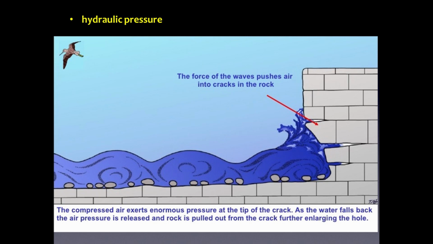As that wave falls back, as the water drains back out of these cracks, that air pressure is released, and that actually kind of sucks the rock out from the crack a little bit, enlarging the hole. So this hydraulic pressure works to enlarge these cracks, these pre-existing fractures in rock, making them bigger and bigger and bigger. Eventually gravity takes over, and any material, that rock, especially if it loses support from below, is going to fall back down into the water and possibly be carried away by waves, or picked up by waves and then pounded into that cliff again, further increasing the cycle of weathering and erosion.